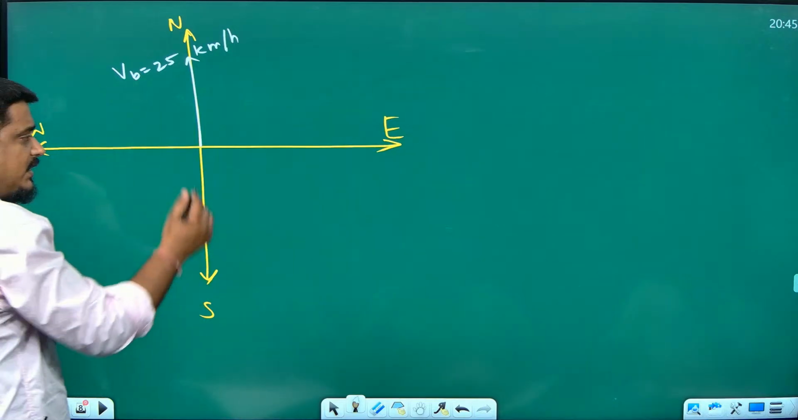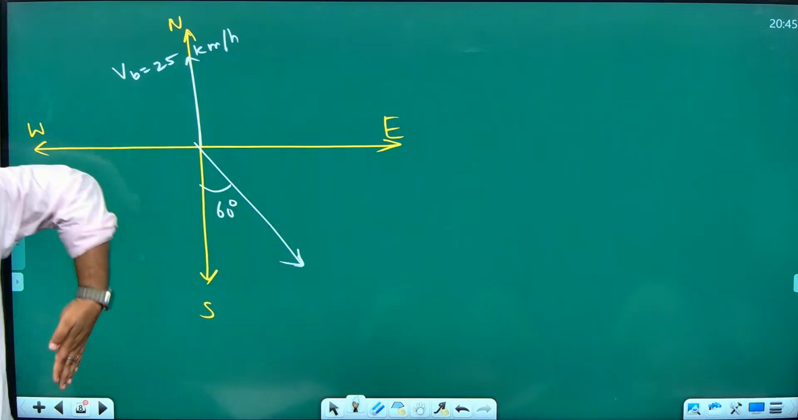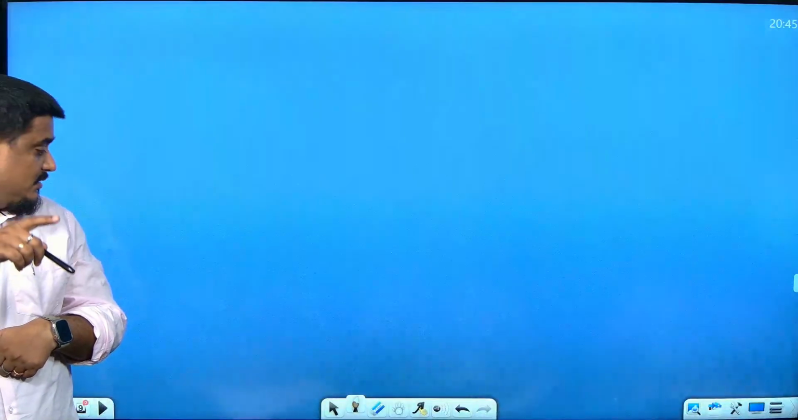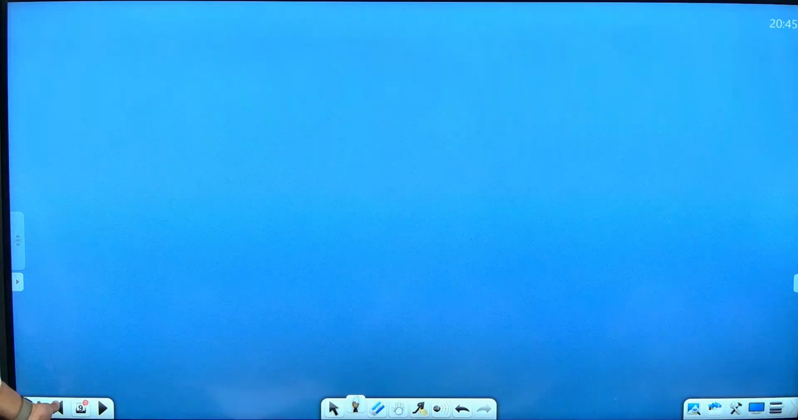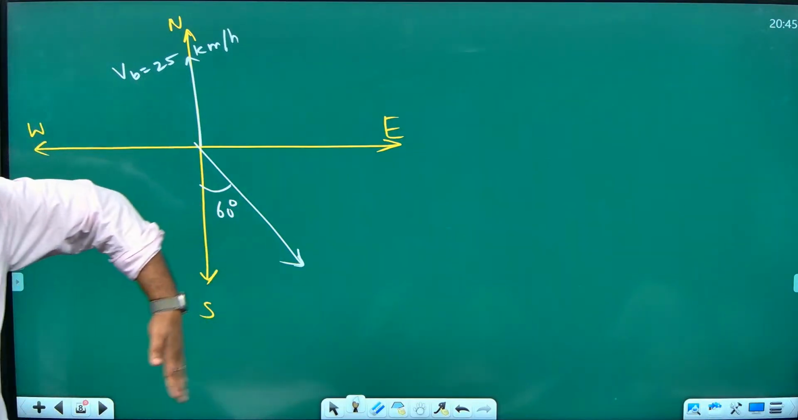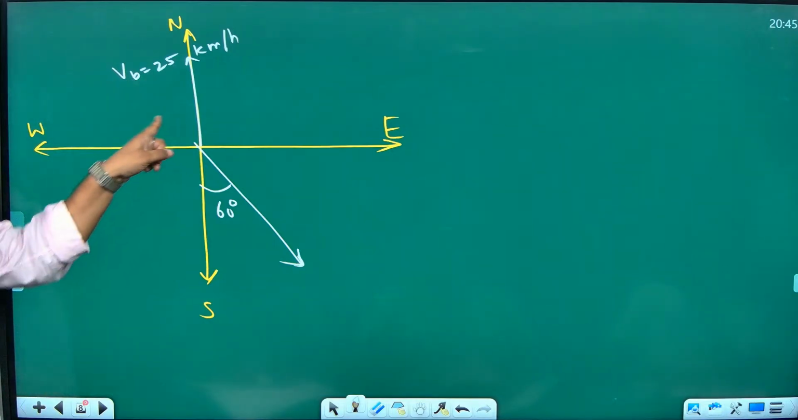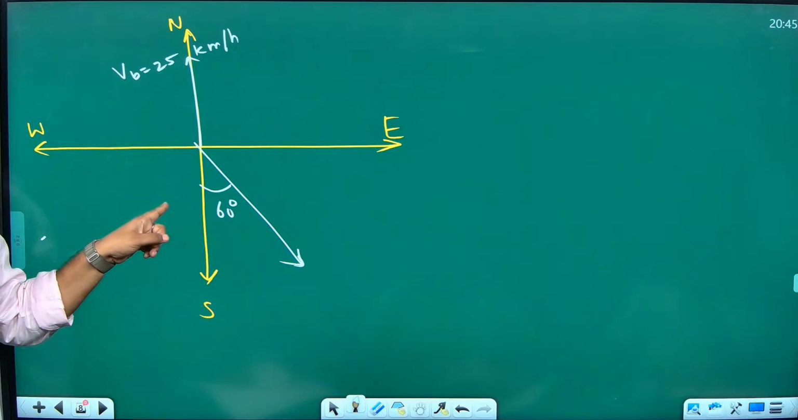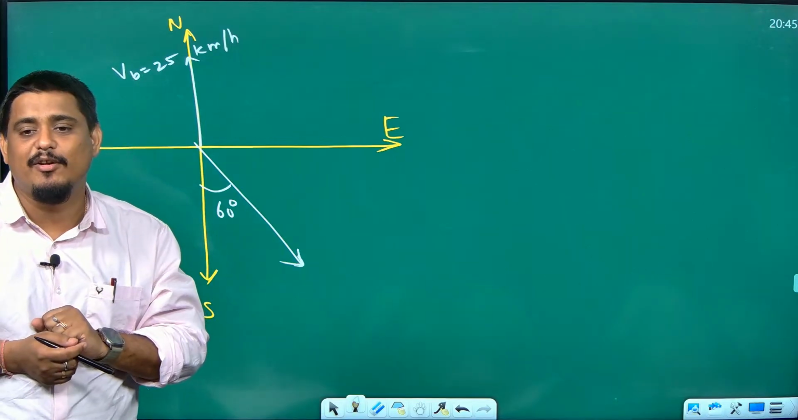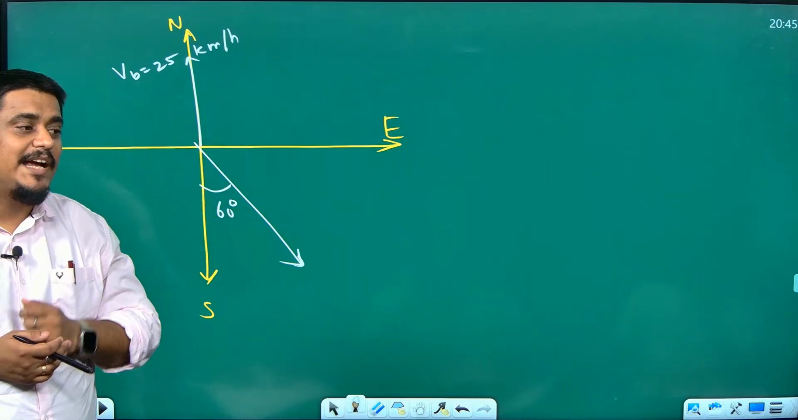So from south, if I go 60 degree east, from south where do I have to go? 60 degree east. If I would have told you 60 degree west of south, how will it go? Towards this. Then what will be the angle between A and B? 120 only, but the direction will change. Are you getting my point? If they have told 60 degrees south of east, where will I go? From east, I will go south. Then what is the angle between them? 90 plus 60 will become 150.